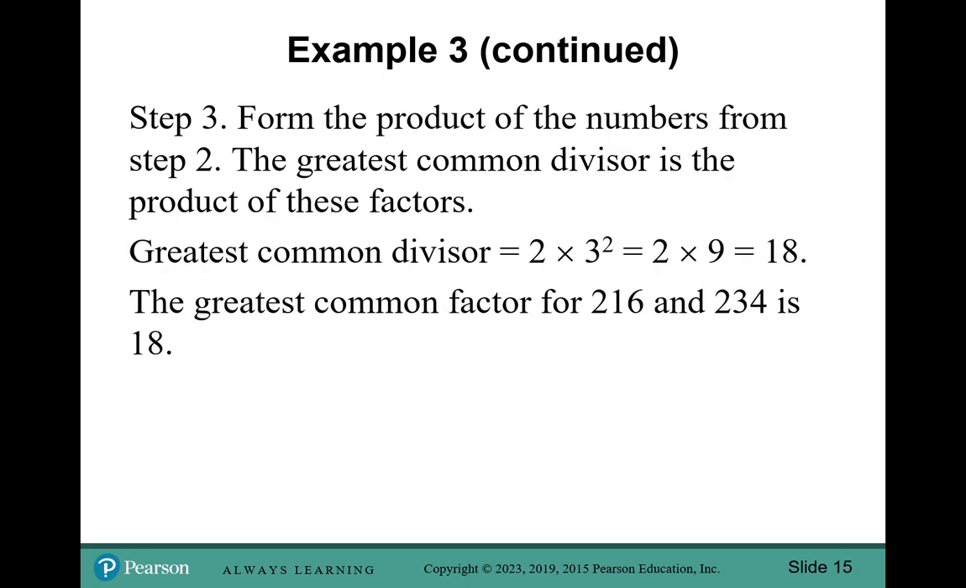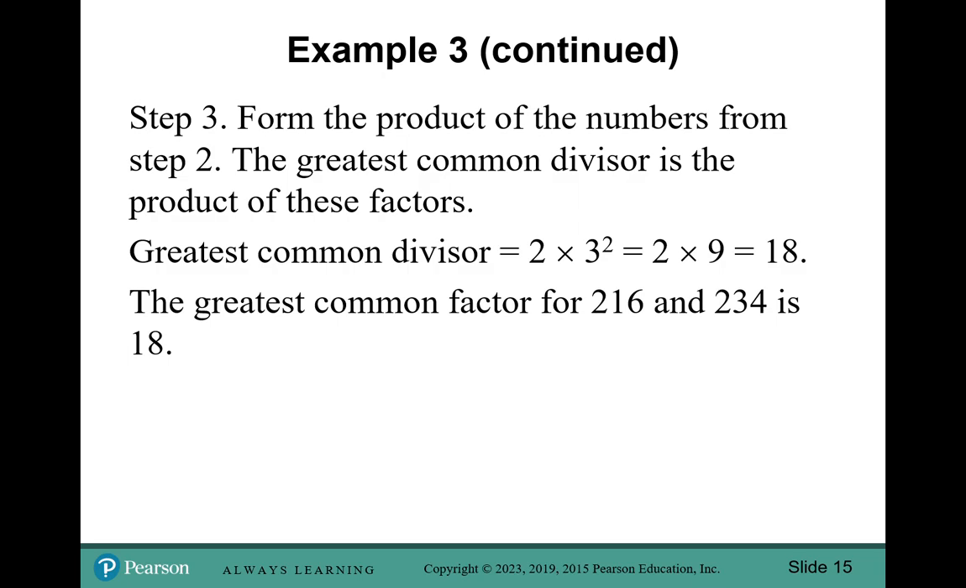And now, step 3, we form the product of the numbers from step 2. The greatest common divisor is the product of these factors. So the greatest common divisor here is 2 times 3 squared. And if we actually solve that out to be the number, that's 2 times 9, which is 18.